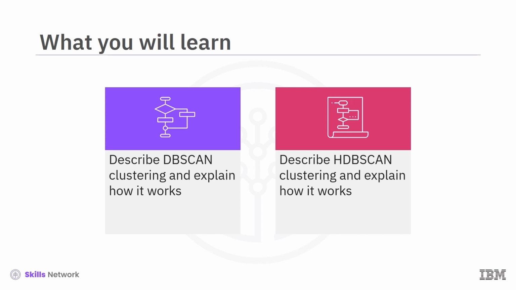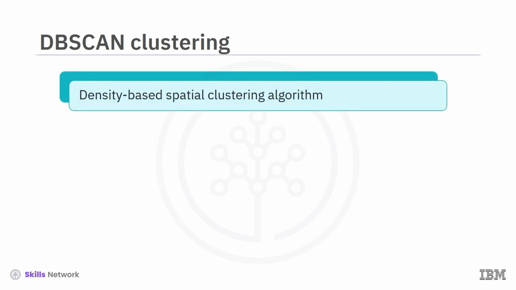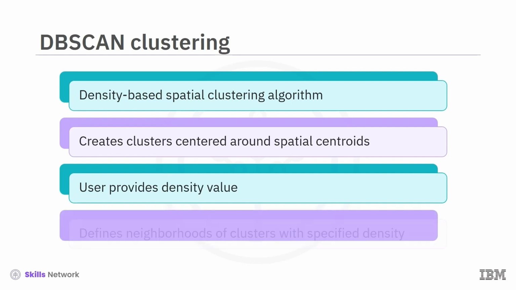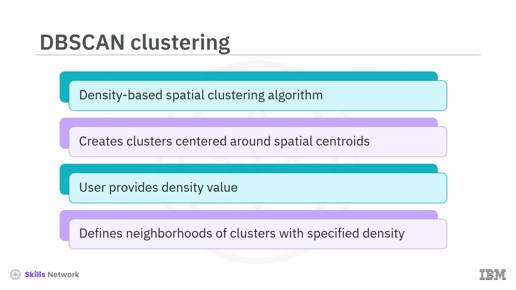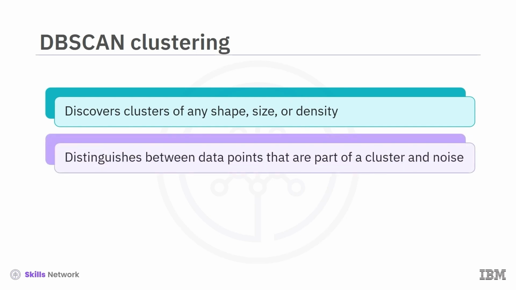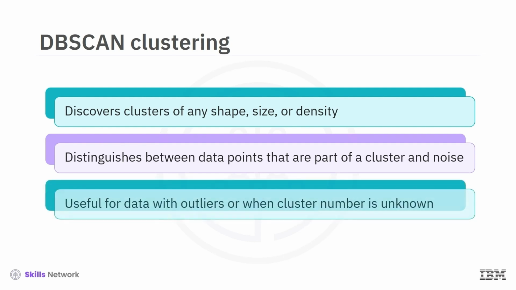explain how it works. DBSCAN is a density-based spatial clustering algorithm that creates clusters with a density value provided by the user. The density value is positioned around a spatial centroid. The area immediately around the centroid is referred to as a neighborhood, and DBSCAN attempts to define neighborhoods of clusters with a specified density. DBSCAN can discover clusters of any shape, size, or density in your data. It can also distinguish between data points that are part of a cluster and those that should be labeled as noise. Density-based clustering is especially useful when working with datasets with noise or outliers, or when the number of clusters in the dataset is unknown.